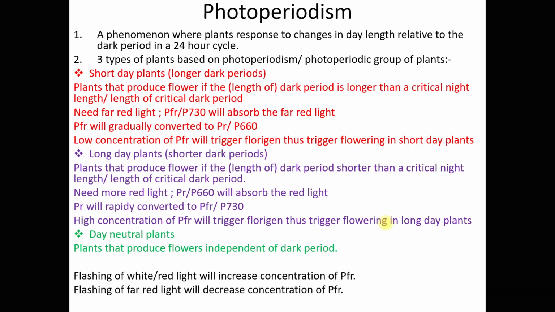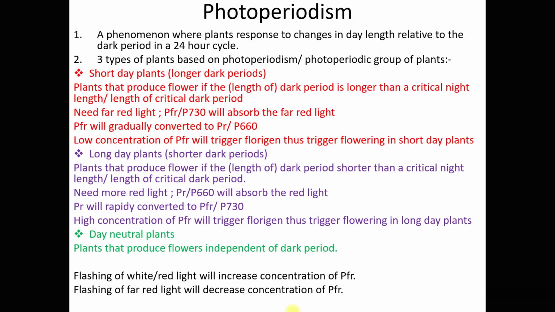Now, as all of you have known, short day plants want longer dark periods, whereas long day plants want shorter dark periods than a critical night length. So now, if these plants are exposed to flashing of red light or white light, this flashing will increase the concentration of PFR.